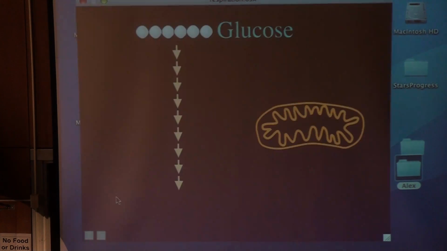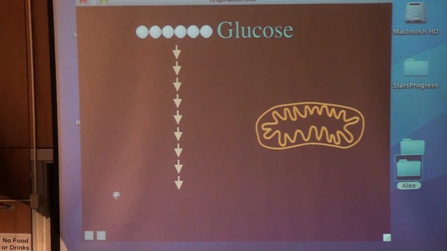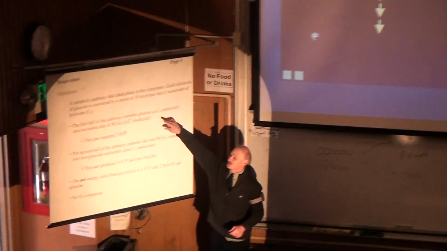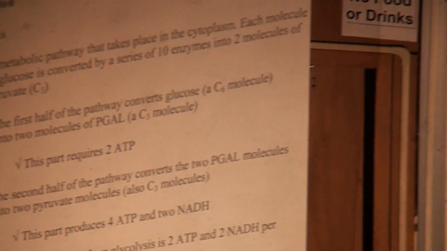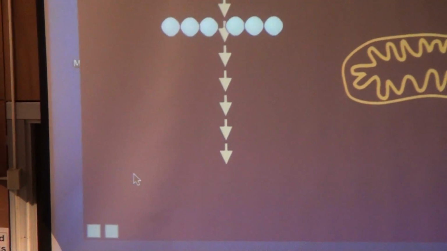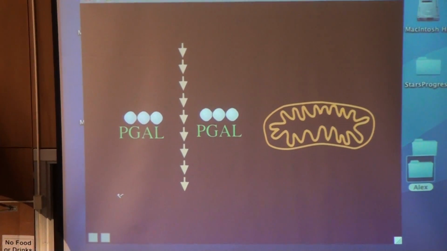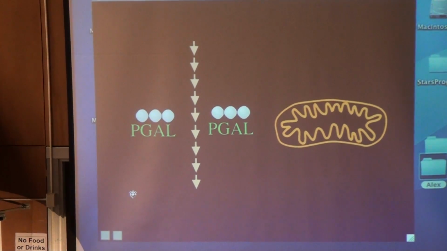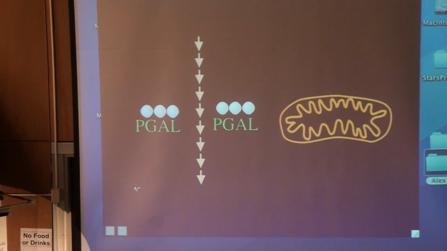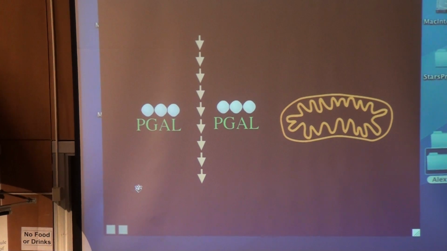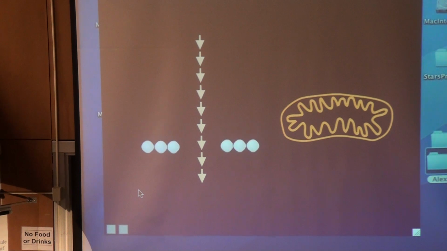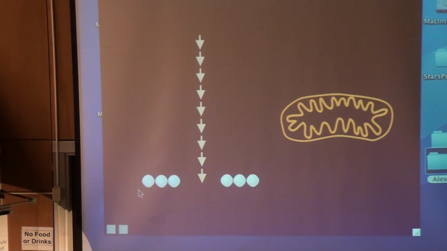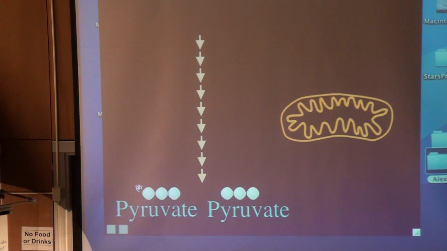All right, so what do I want you to know out of it? Well, this is a major point right here, that the first half of the pathway converts the glucose into 2 molecules of pGal. Like so. And in the second half of the pathway, the functional groups on those pGals are changed around, and so you end up with still 2 C3 molecules, but they're no longer pGals when you get to the end. They are called pyruvate molecules, like that.